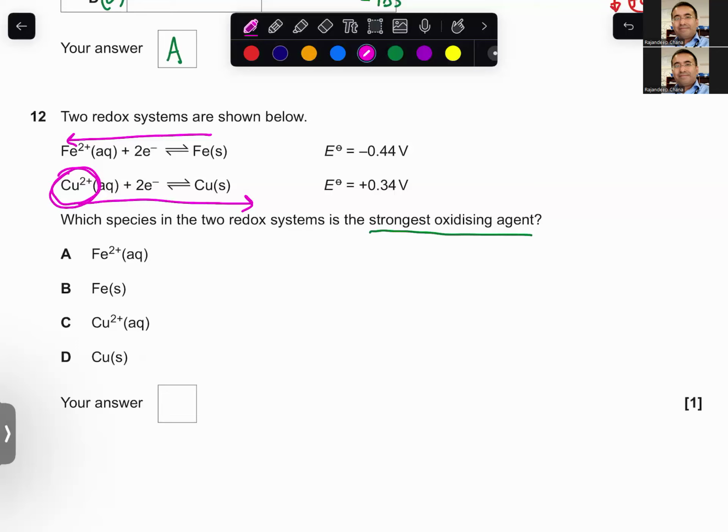Oh, actually, wait a minute. You see, no. It's still going to be copper because even though Fe2+ can gain electrons, its value is more negative, which means the equilibrium has a tendency more towards the left, again, depending on what it's reacting with. So I'm going to go with Cu2+. Question 12, yep, the answer is C. Have a think about that.